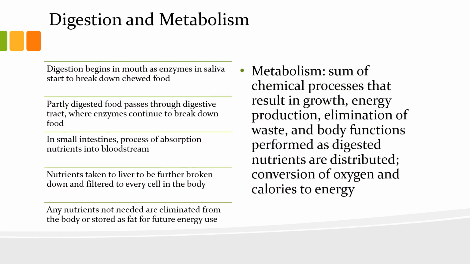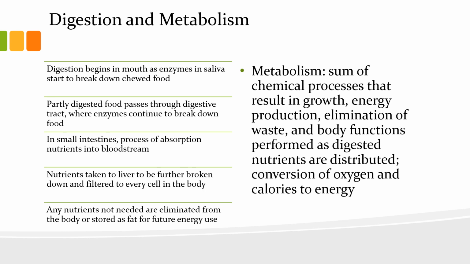The first thing that we're going to look at is digestion. Digestion consists of both the physical and chemical breakdown of food into simpler substances that the body can use for energy. Digestion starts in the mouth, right, with the enzyme saliva starting to break it down. It's going to break down more in your stomach. Then you have your small intestines, where you start to have the absorption of nutrients into the bloodstream. Nutrients then are taken to the liver. They can be further broken down and filtered to every cell in the body. Any nutrients that aren't needed are eliminated from the body, or they can be stored as fat.